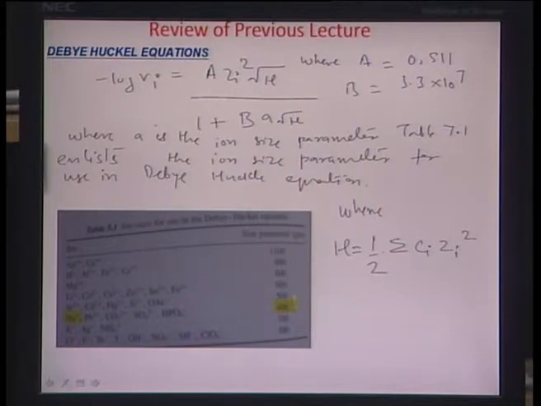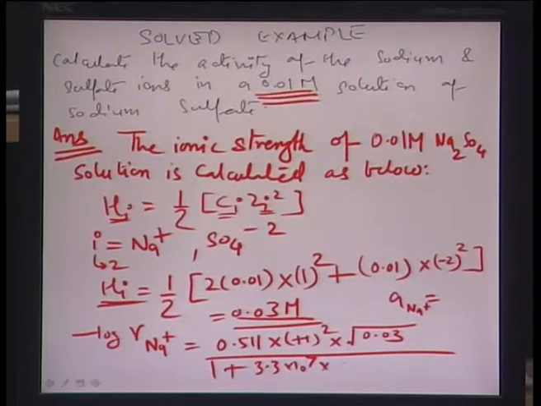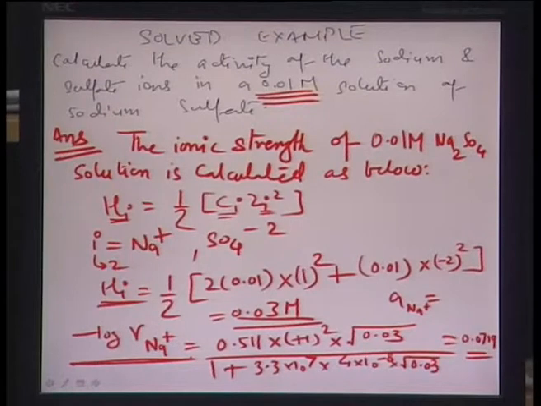So, since we are using CGS units for calculating everything here, we would take the ion size parameter A as 4 times 10 to the power of -8 centimeters times root of 0.03 molar. So this comes out to be equal to 0.0719. That is the negative log of the activity coefficient of Na plus. So, let us do the same kind of calculation for the SO4 ion.